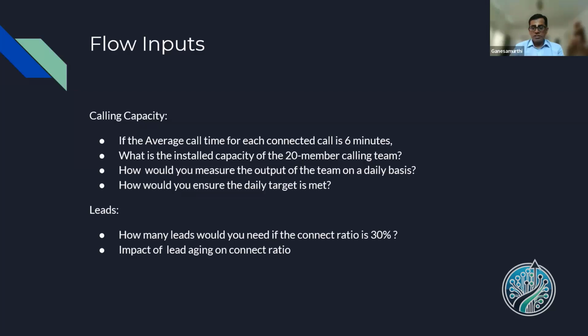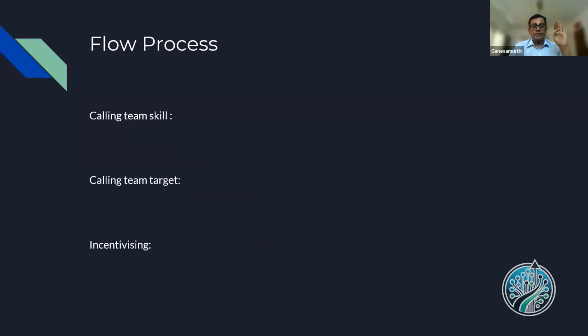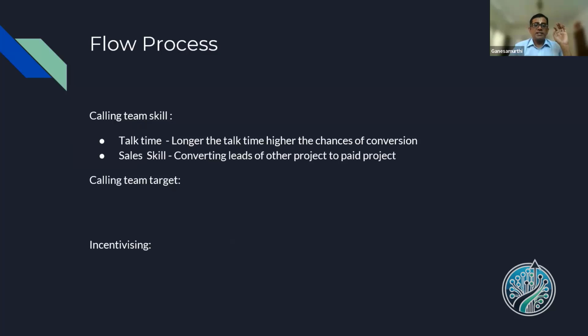Now, how many leads? This is the second input. Then comes the process. This is the thing that both of you were talking about when we started. When I asked, how will you solve this problem, you straight away went to the process. Here is where the team skill comes in. Talk time: the longer the talk time, the higher the chances of conversion, so you will measure it. Sales skill: after talking, his ability to convert to a paid project. He might be talking, but these are the two skills that you need.